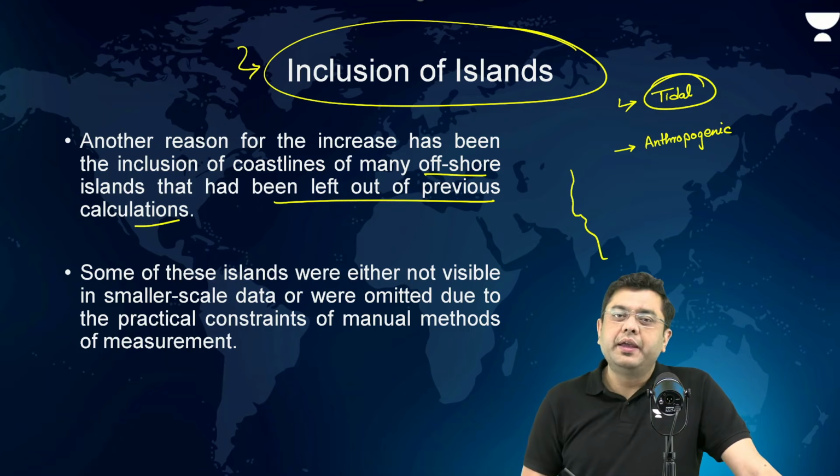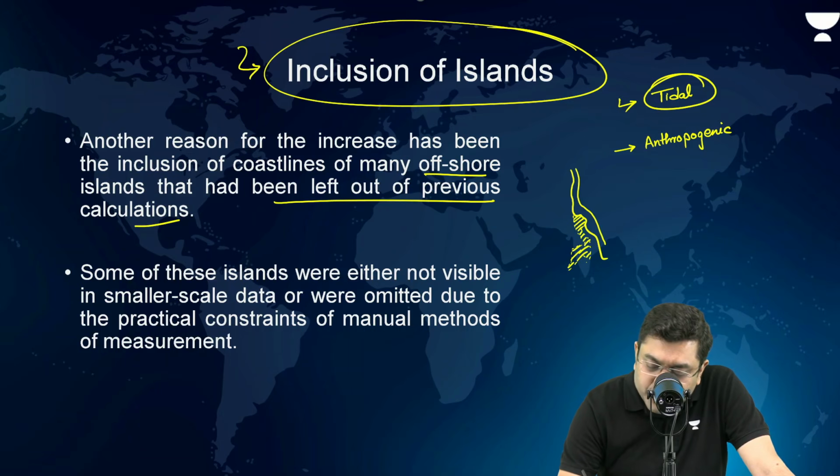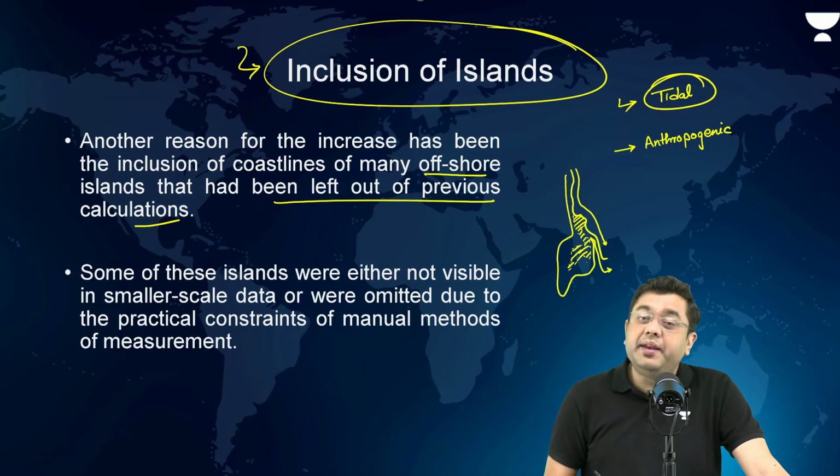Let's assume there has been newer settlement and expansion of infrastructure in this area also. Like this, infrastructure has expanded, so this area is also your landmass now. While the earlier calculation of the coastline would be restricted to this region, now the coastline that you will measure will also have to count in reclaimed areas.